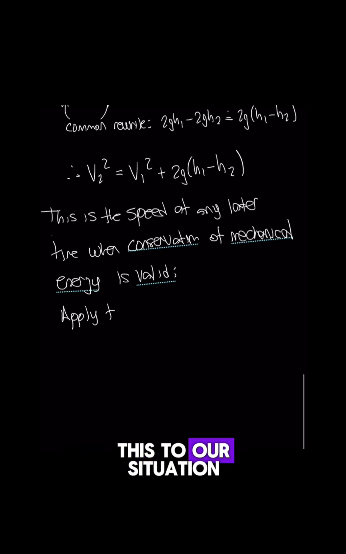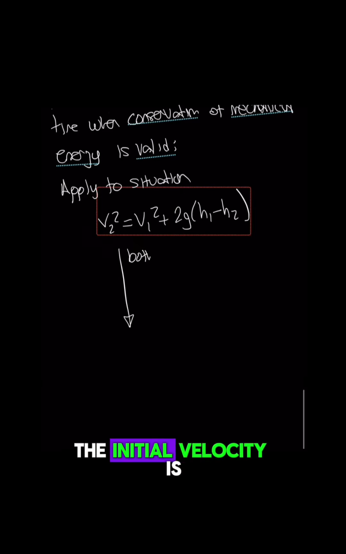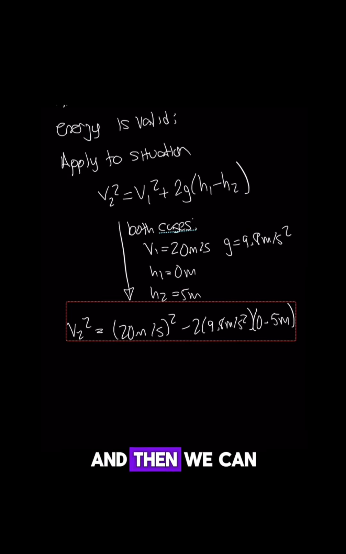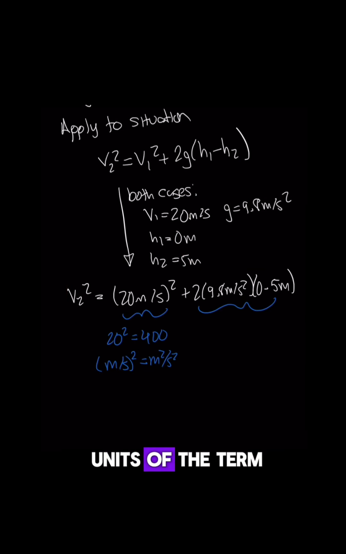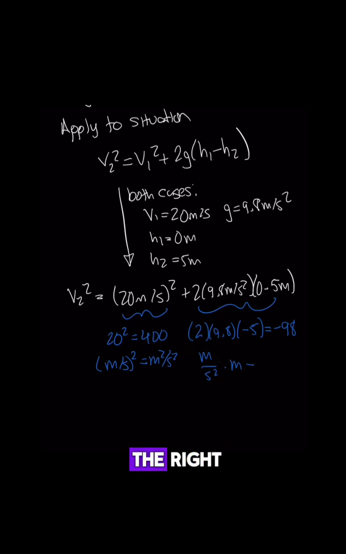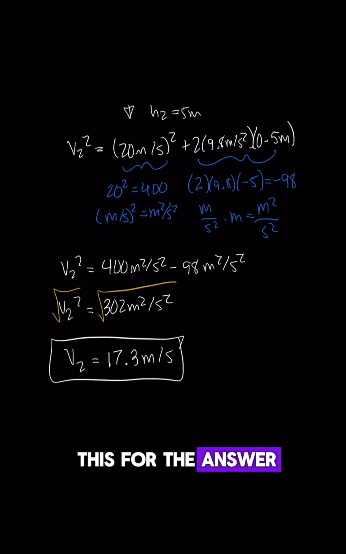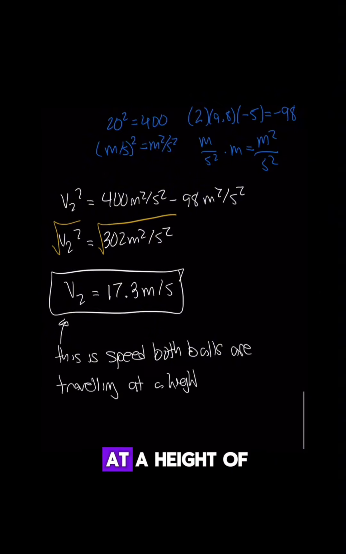So we can apply this to our situation. In both cases, the initial velocity is 20 meters per second. H1 is going to be equal to 0 meters. H2 is 5 meters. You can plug all these in, and then we can compute the amplitudes and units of the term on the left and the term on the right. Do a simple subtraction, square root both sides, and then we get this for the answer. This is the speed both balls are traveling at a height of 5 meters.